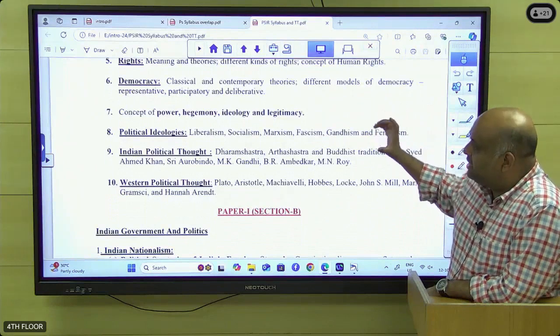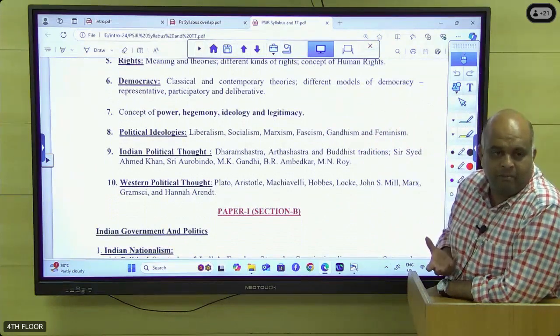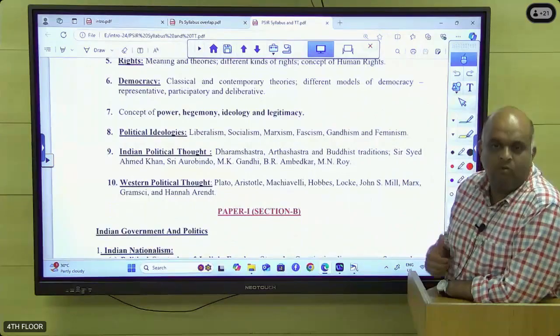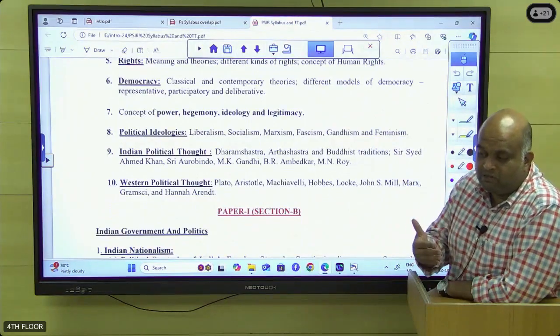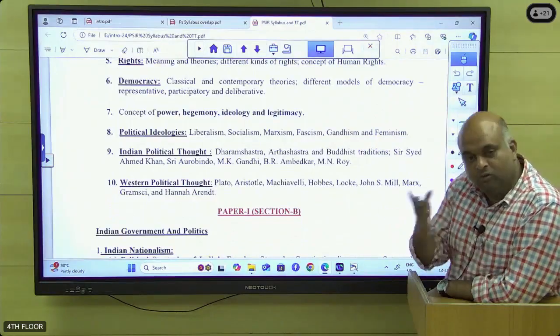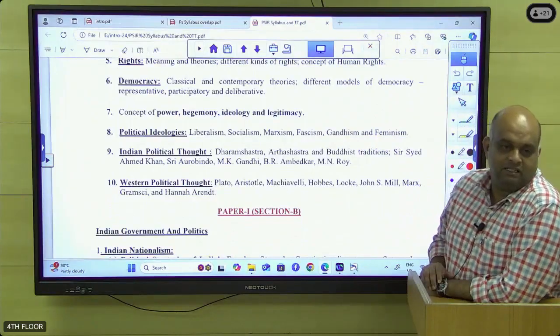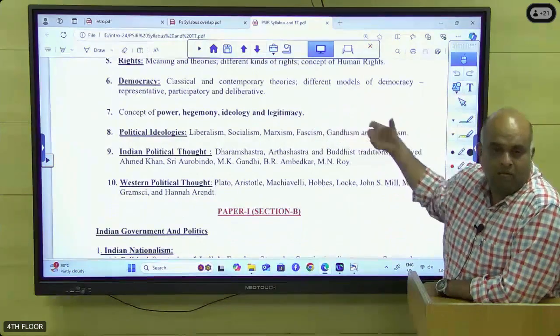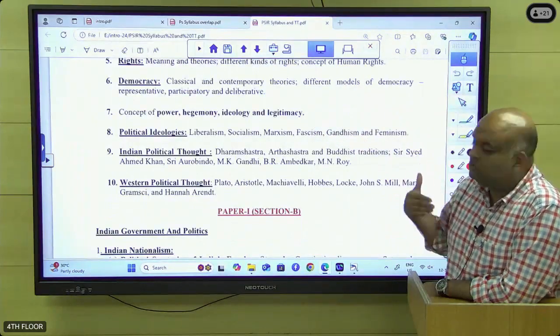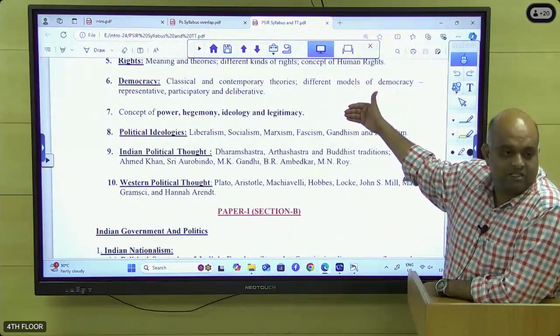So these are all different ideas. Different thinkers have said, what do you mean by power? Where does power come from? How is power being used? Used by whom? On whom? So these things we will be discussing. And what are the effects of hegemony, ideology, legitimacy? Whether people's approval is there or not. All these things will be discussed in chapter 7.